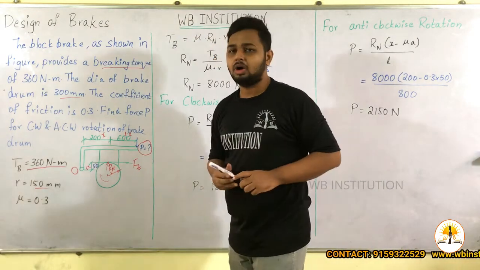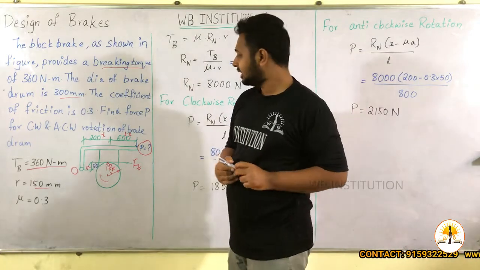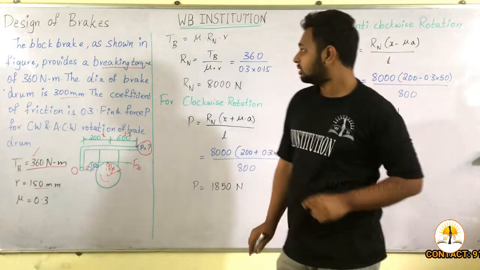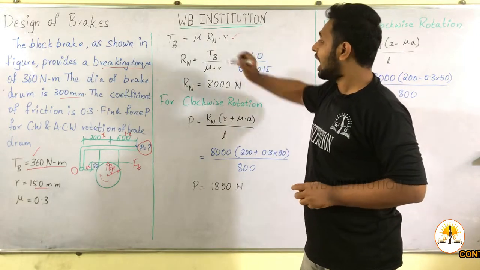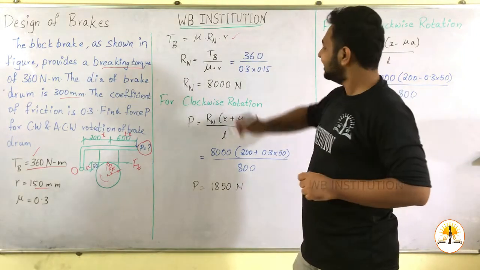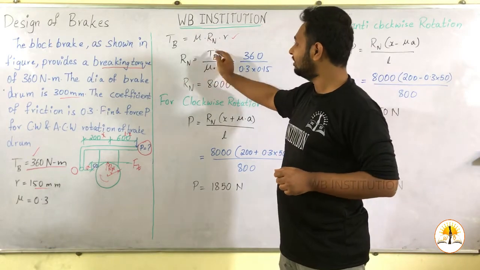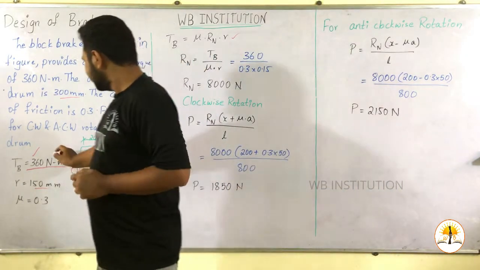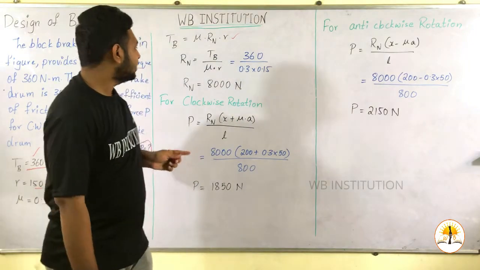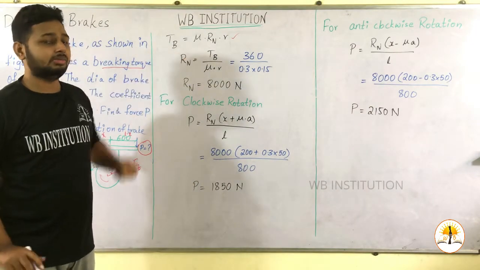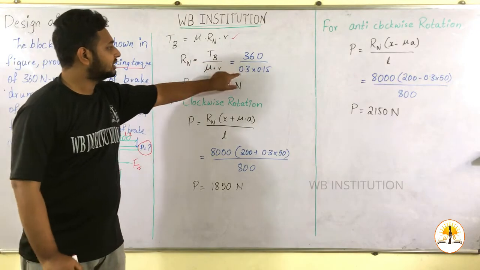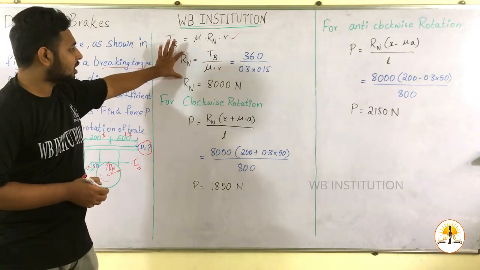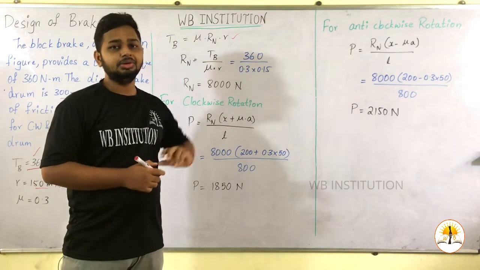For calculating Rn, what value do we have? That is TB, braking torque. So what is braking torque? Braking torque is given by mu into Rn into R. So from this equation we can take Rn equal to TB by mu into R. So TB is given 360 Newton meter. So we have to take the values of radius also in meters, divided by mu, that is 0.3 into 0.15. So from this we get the value of Rn, that is 8000 Newton.